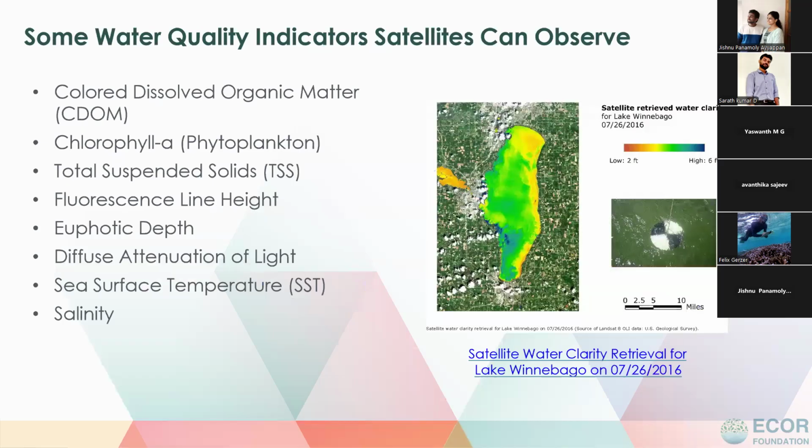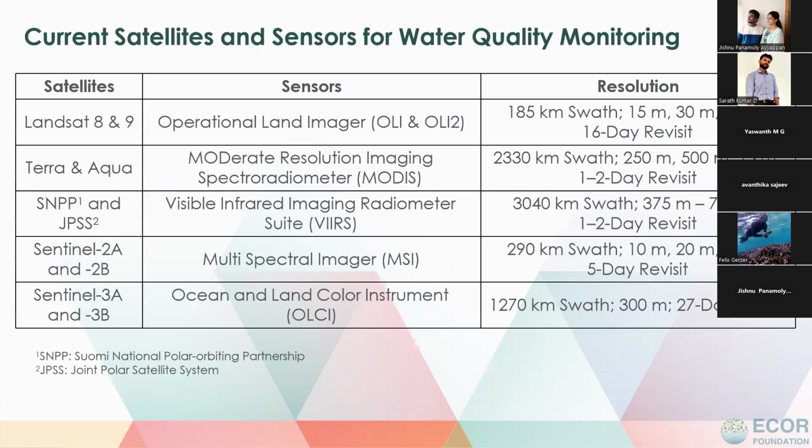Now, water quality indicators visible to satellites. Different water quality properties affect how the water reflects sunlight. Satellites can measure these parameters and infer a lot of information like chlorophyll-a, cyanobacteria, suspended solids, water clarity, color, dissolved organic matter, and even surface temperature and salinity. This makes satellites very powerful for studying aquatic ecosystems at regional and global scale. So these are all the current satellites and sensors.